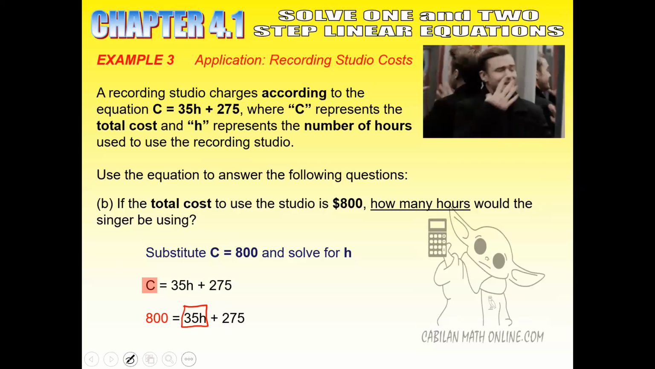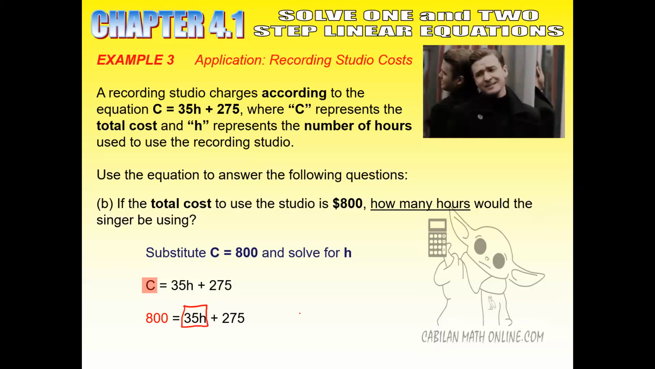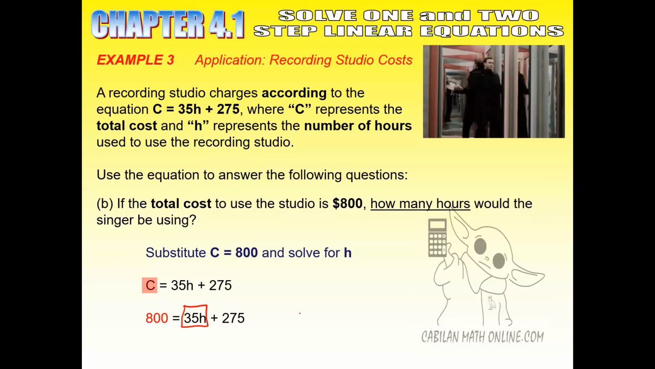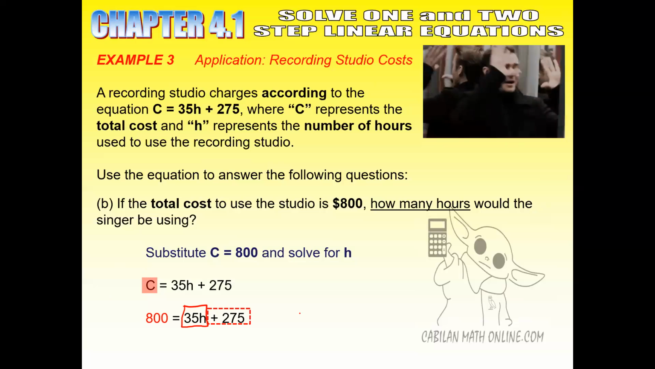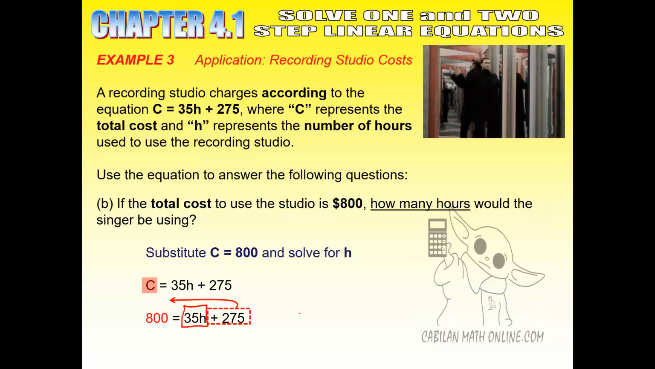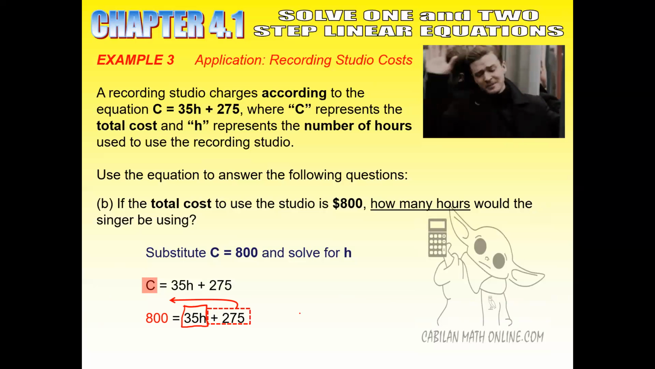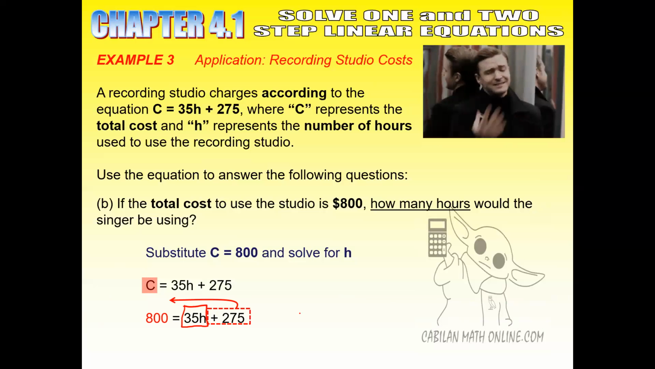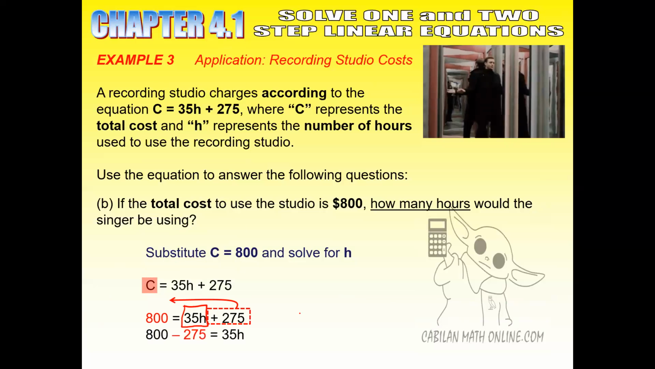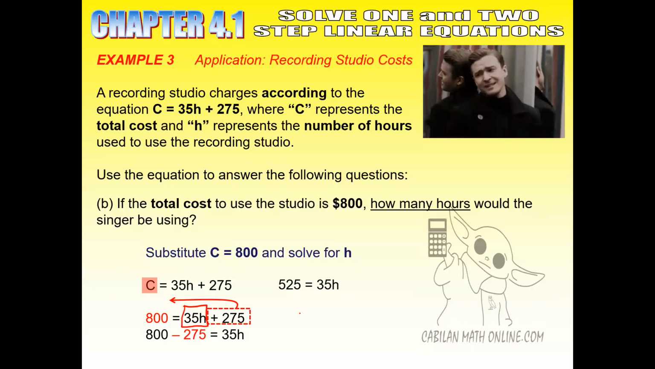If the 35H isn't going to move, you're probably asking, what is going to move here? What is going to move is the 275, the positive 275. When it goes to the other side, it's going to subtract itself from the 800, which is already there. As a reminder, anytime a number goes to the other side of the equal sign, it always changes to the opposite sign. So our first step is to take the 800 and subtract the 275 from it, and that gives me 525.